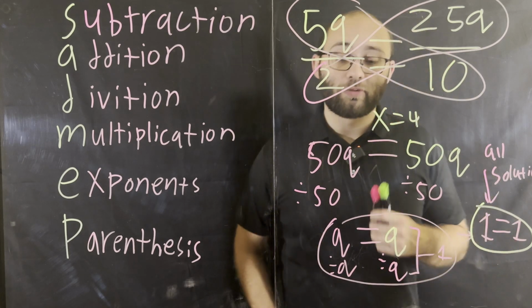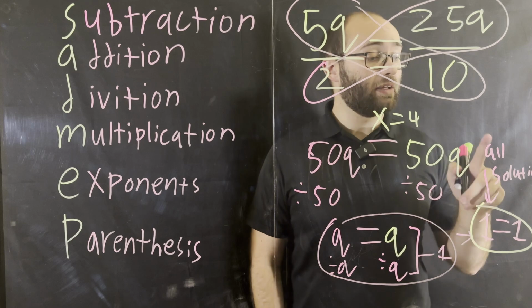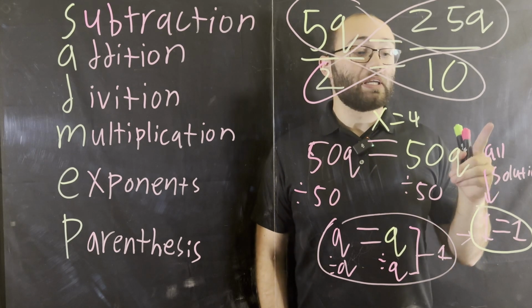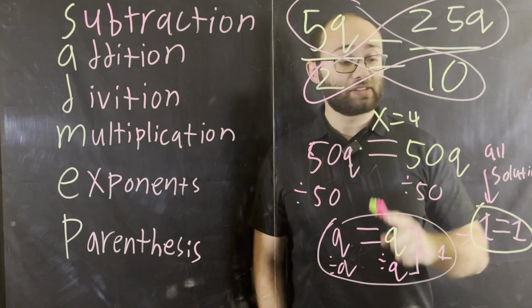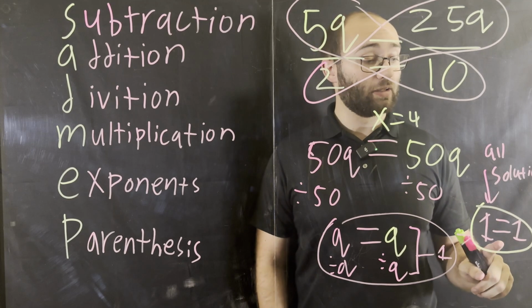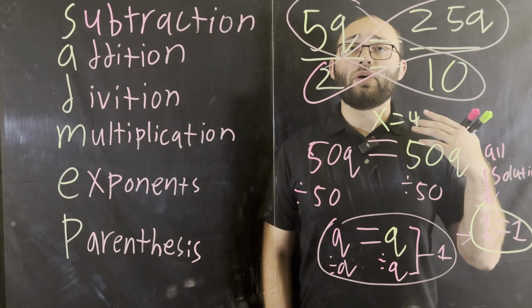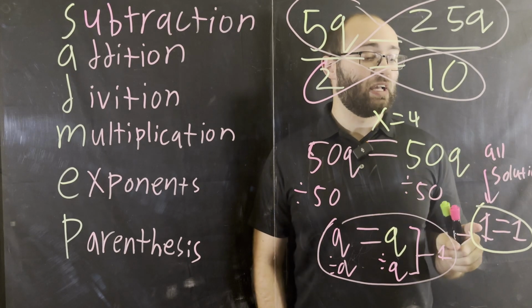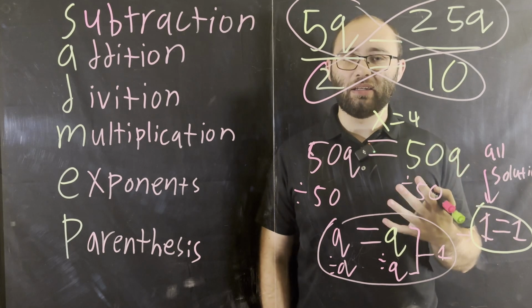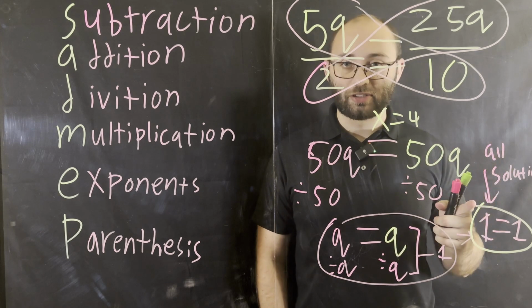Once again, for my students out there, make sure that you write all solutions, because while this is all excellent work and getting to here isn't wrong in any way, we want to know that you understand what it means to have 1 is equal to 1. What does that mean? Make sure you write all solutions.